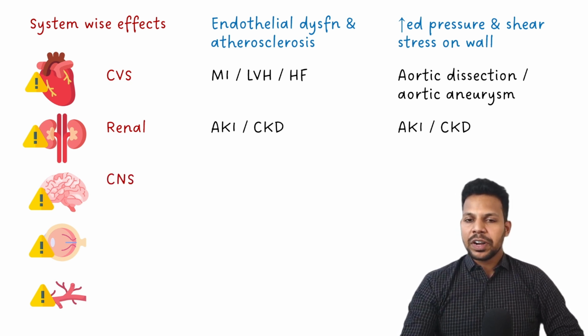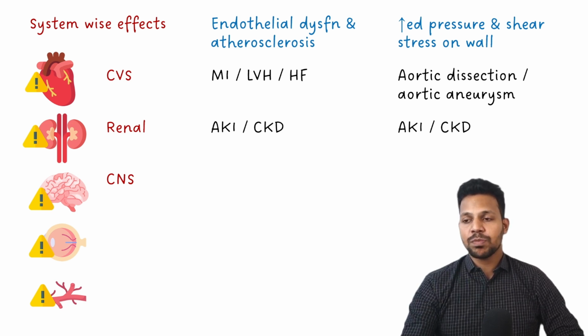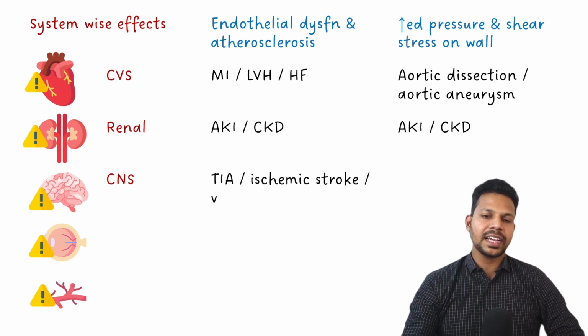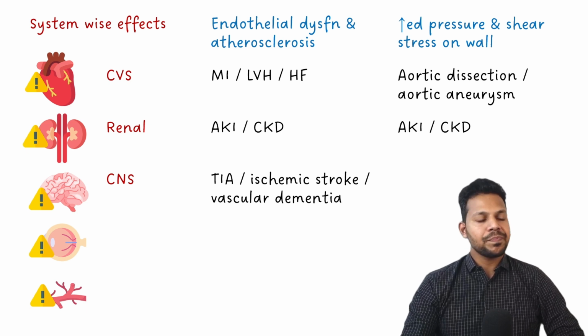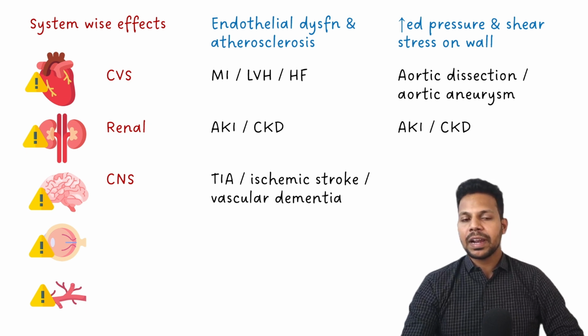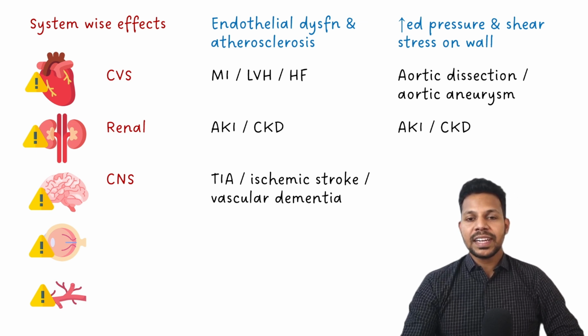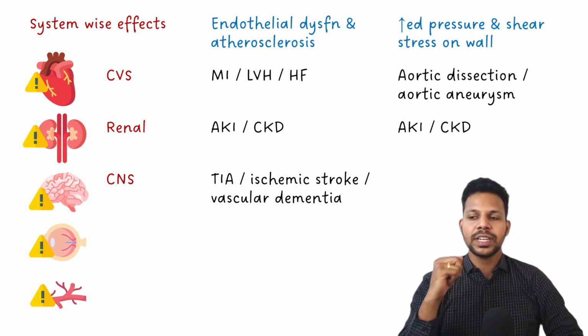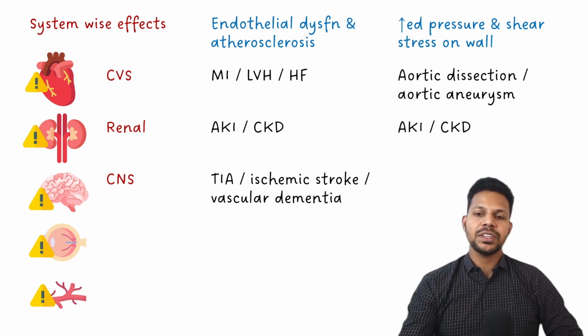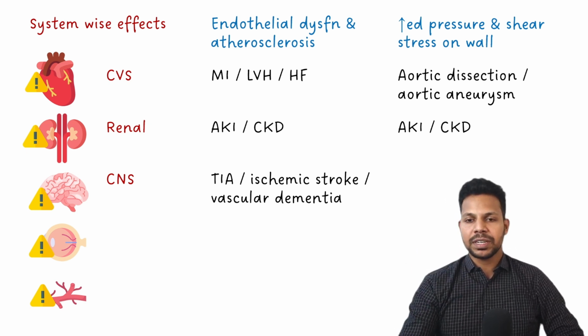Because of the atherosclerotic plaque formation, there is reduced blood flow to the brain, and sometimes sudden disruption of blood flow will result in transient ischemic attack, ischemic stroke, and vascular dementia because of multiple lacunar infarcts that may happen inside the cerebral vessels. And increased pressure may result in the rupture of the vessels inside the brain with the formation of microaneurysms prior to that, and that will result in hemorrhagic stroke. Sometimes the subarachnoid hemorrhage as well can happen.